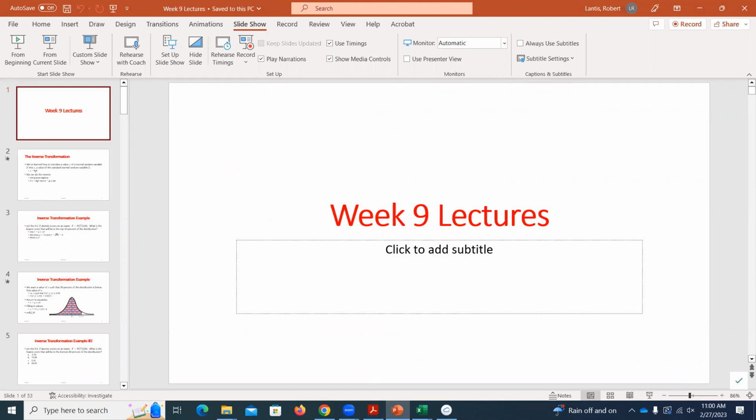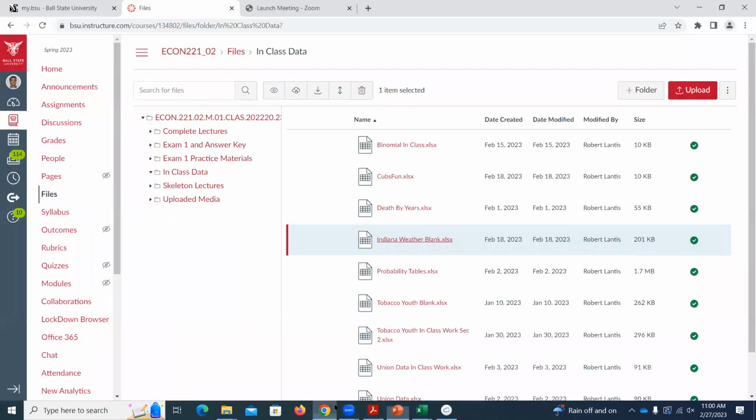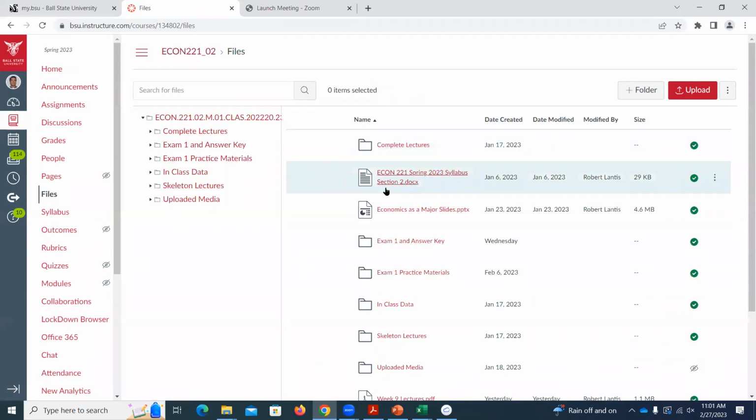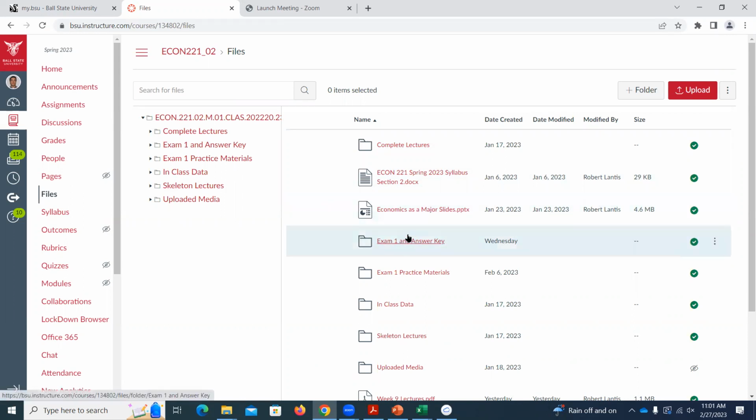First thing we're going to start with is I have this Indiana weather blank file up under the files in the class data folder on Canvas. So we're going to open that up and work with that. Also, just to make sure people are aware, I also put the exam and the answer key in a folder up here on Canvas.